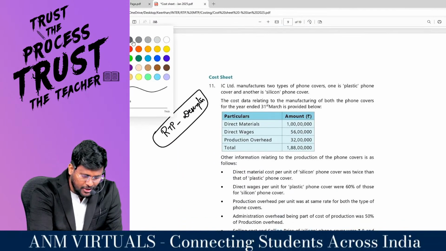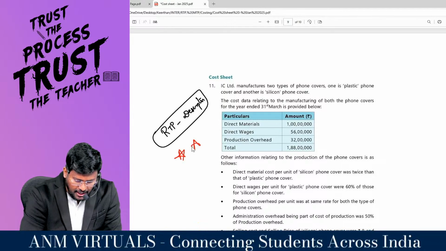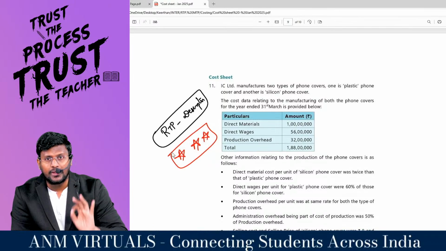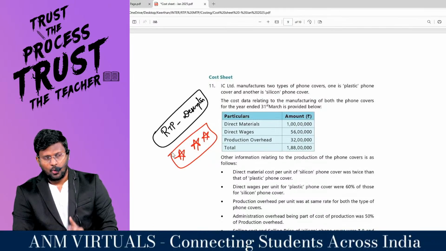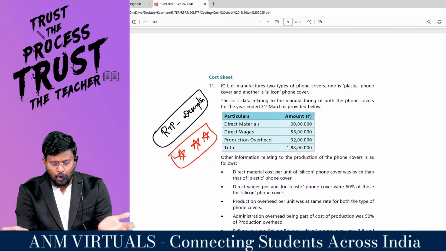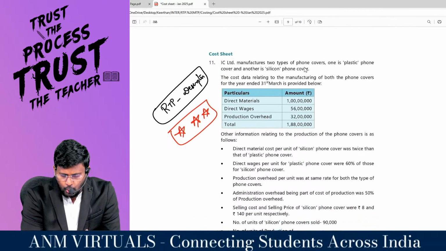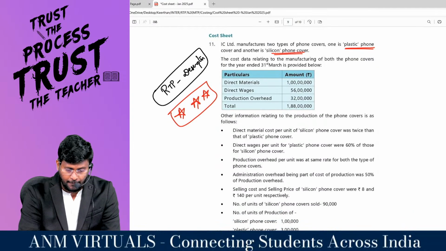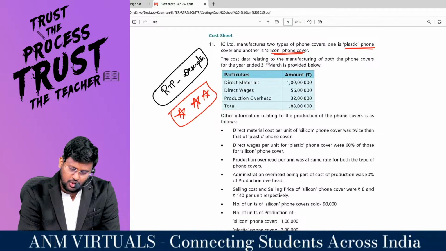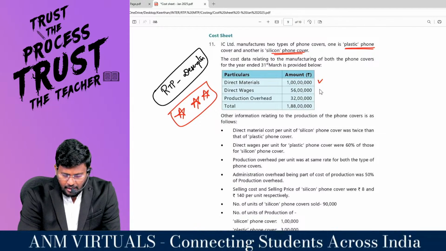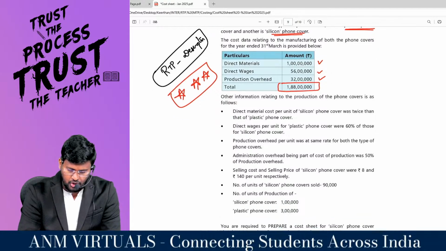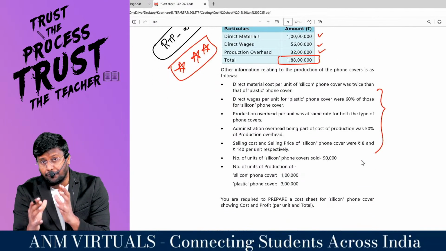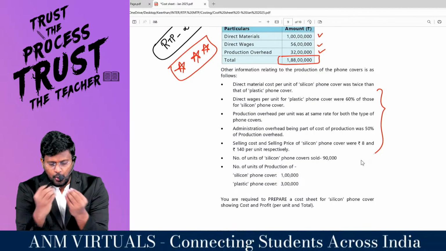And the last question, an expected question for the exam. I am expecting this question for this exam, which is cost sheet with multiple products. One cost will be incurred for two products. IC Limited manufactures two types of phone cover, one is plastic phone cover and another is silicon phone cover. Cost data relating to manufacturing of both the phone covers: direct material this much, direct wages this much, production overhead this much, total this much. Other information on how to bifurcate the expenses between the two products has been given.